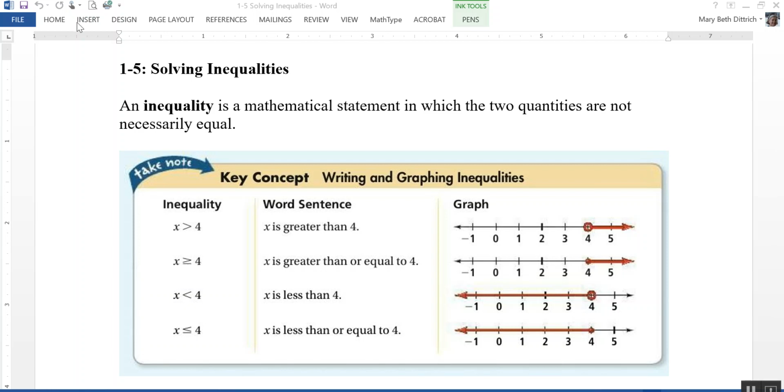Section 1.5 is on solving inequalities. An inequality is a mathematical statement in which the two quantities are not necessarily equal to each other. So here's a little box from your textbook that shows about inequalities.